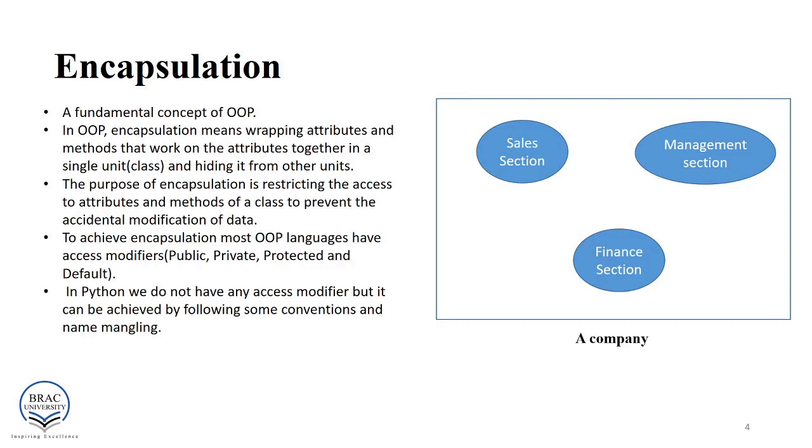To achieve encapsulation or to restrict access to attributes and methods of a class, most OOP languages like Java, C++ have access modifiers like public, private, protected, and default access modifier. But in Python, we do not have any access modifier, but it can be achieved by following some conventions and name mangling.